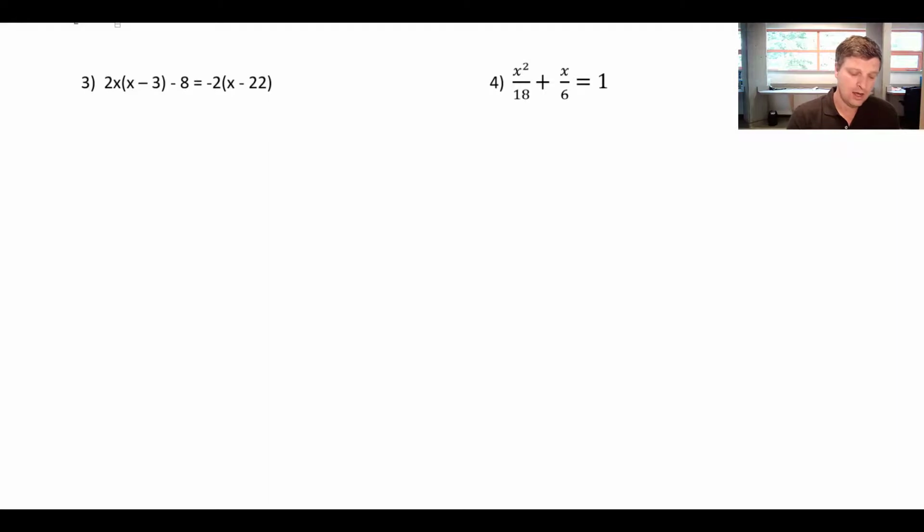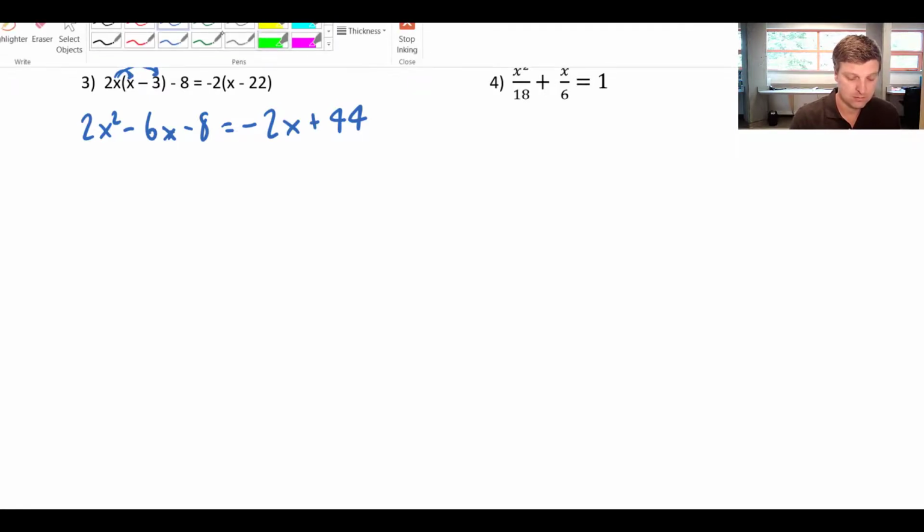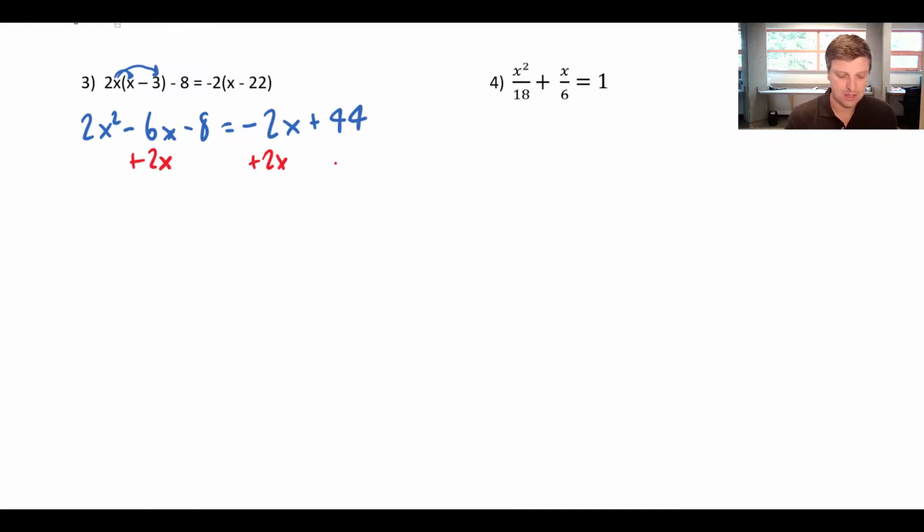And so I'm gonna expand through this bracket here to get 2x squared minus 6x minus 8. And then on the other side of the equation, I get negative 2x plus 44. Okay, and so I'm going to bring this 2x to the other side of the equation. I'm going to add 2x to both sides. So plus 2x, I'm going to add 2x there. I can do this all in the same step. I'm also going to subtract 44 and then subtract 44 there.